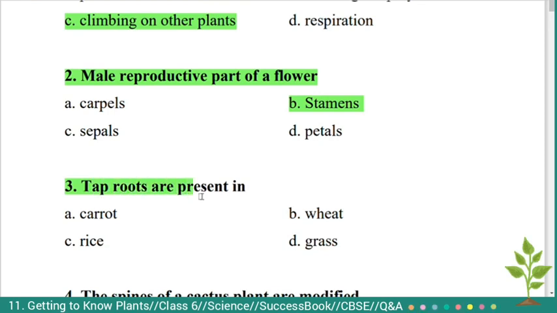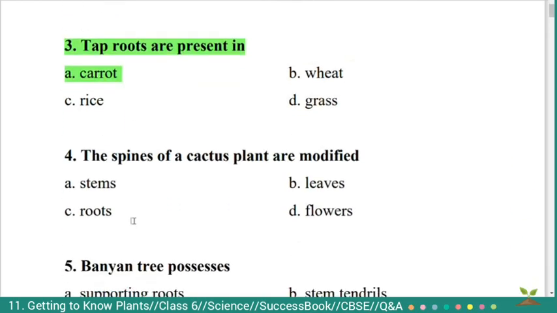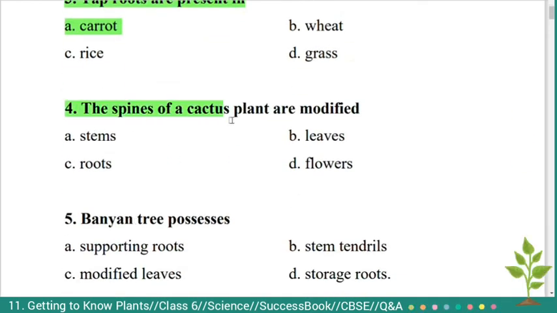Third question, taproots are present in. Option A. Carrot, B. Wheat, C. Rice, D. Grass. Taproots are present in carrot. Fourth question, the spines of a cactus plant are modified. The given options are A. Stems, B. Leaves, C. Roots, D. Flowers. Here the correct answer is option B, leaves. The spines of a cactus plant are modified leaves.